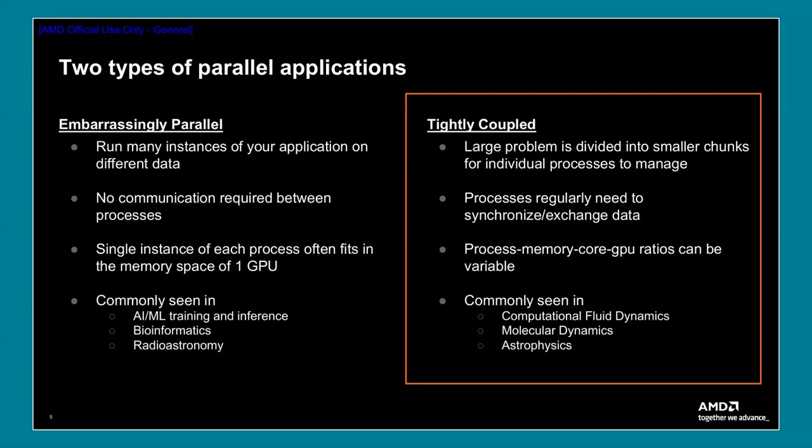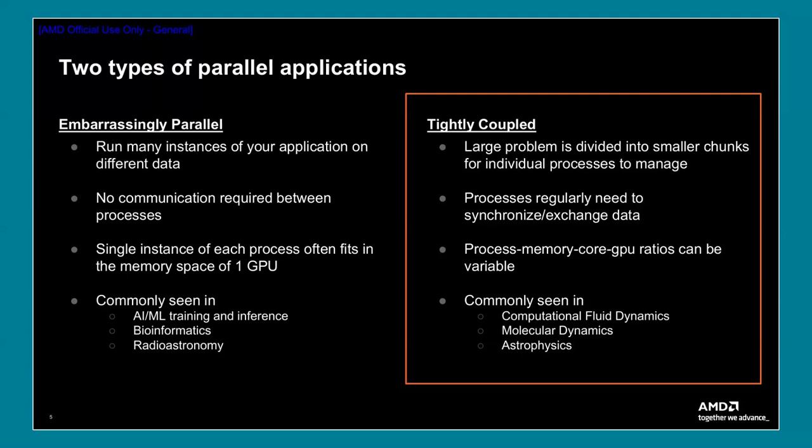On the tightly coupled side, on the other hand, you might have one large problem that you're trying to work on, and you divide that large problem into smaller chunks for individual processes to manage. So you still have a lot of instances of your application running, but the main distinction here is that each of those processes needs to regularly synchronize and exchange data, and that's the realm of the message passing interface, or MPI, and that's really what we're going to be focusing on today.